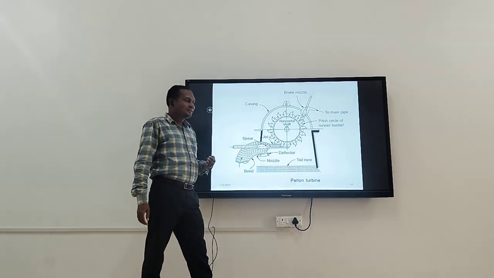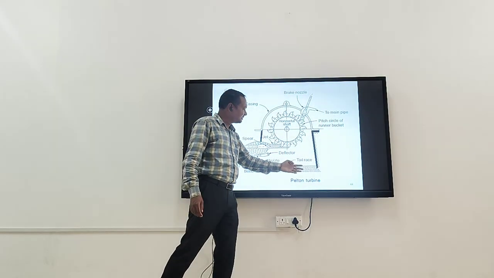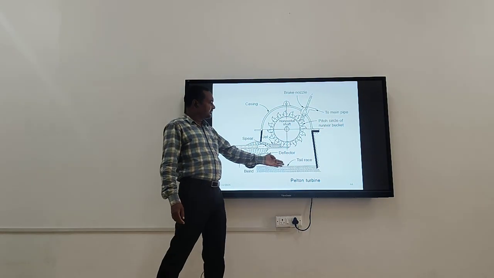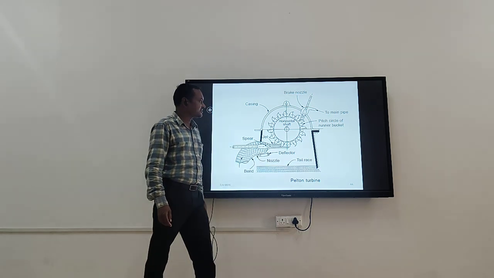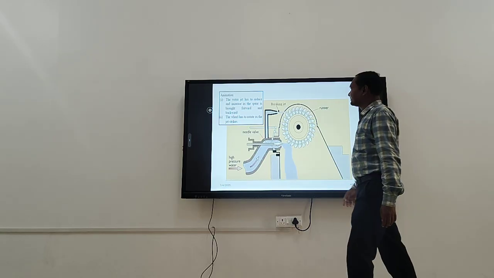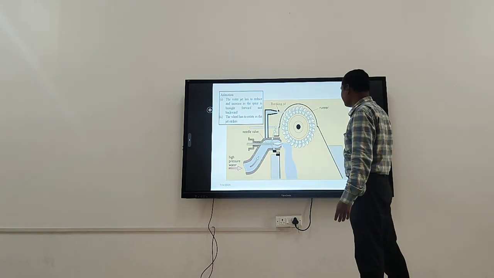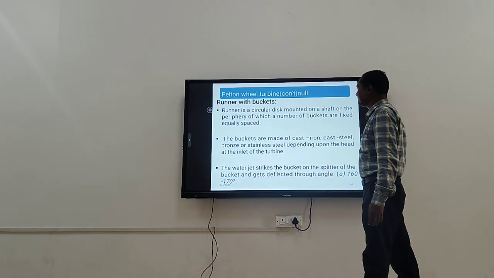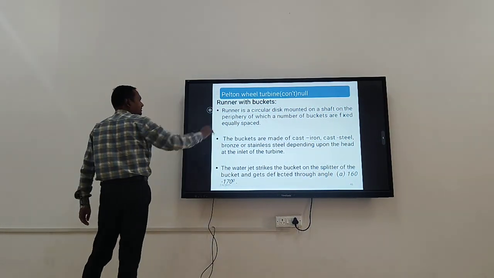Tail race means the water comes from the turbine and flows through it, that is the tail race. Next, in the same figure, let's come to the next part. So the first part is the runner with buckets.